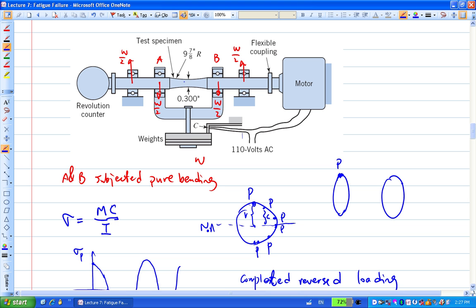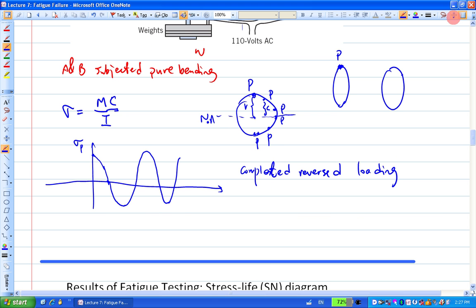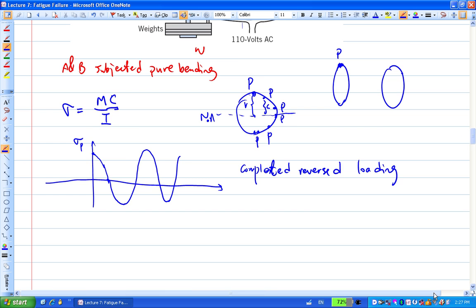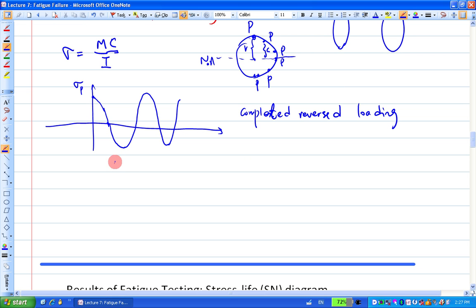In the end, what you do is draw a diagram here. Let's say, for example, you have this sigma and this number of cycles, so two columns here.